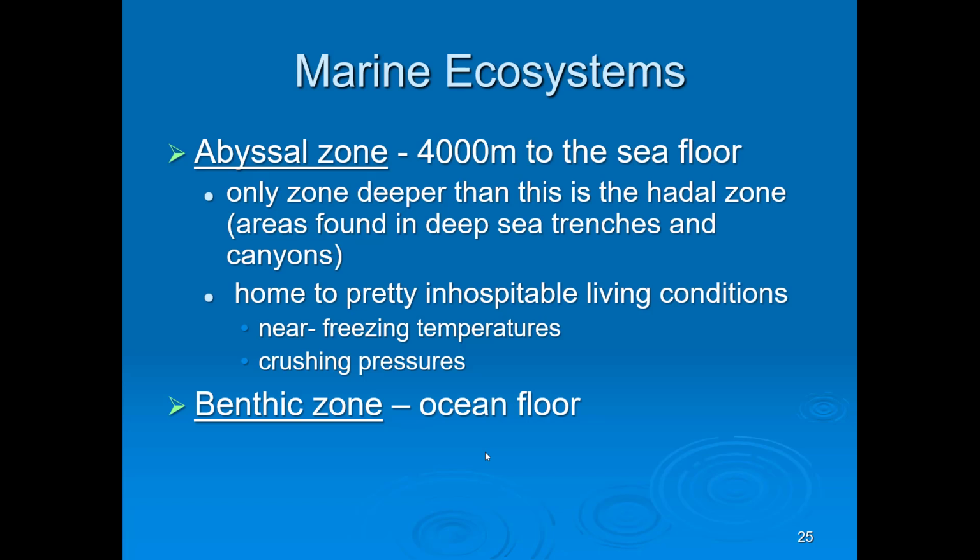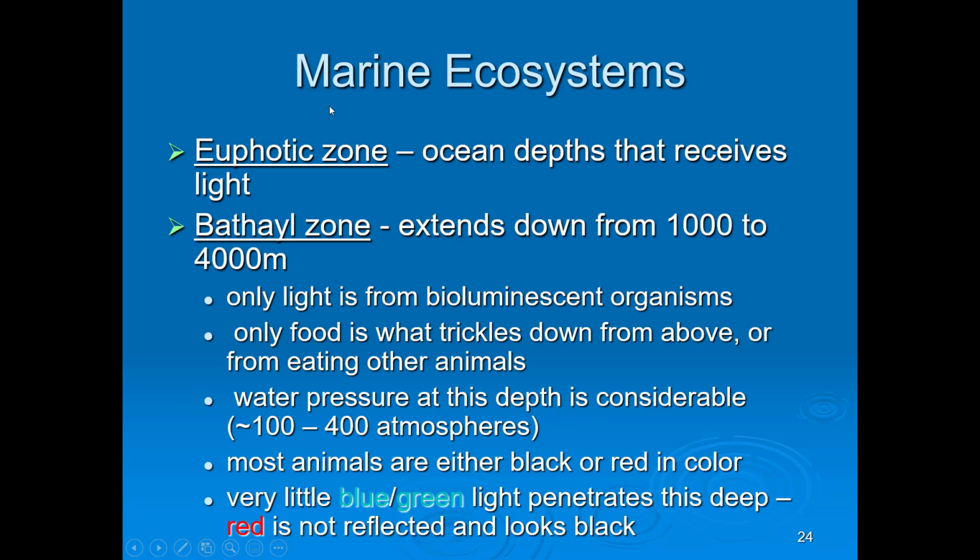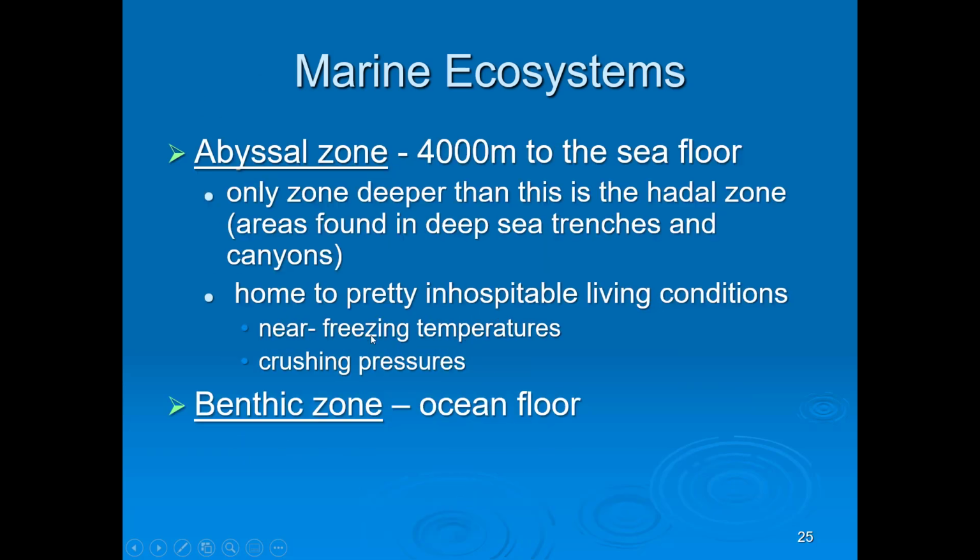So let me make sure that I covered all of this. Also, the ocean has currents, and then they have these things called gyres. We'll fill that in class. So the only zone that gets light, the only photic zone, is that euphotic zone. The bathyal zone and the abyssal zone can be considered to be aphotic, which is no light.